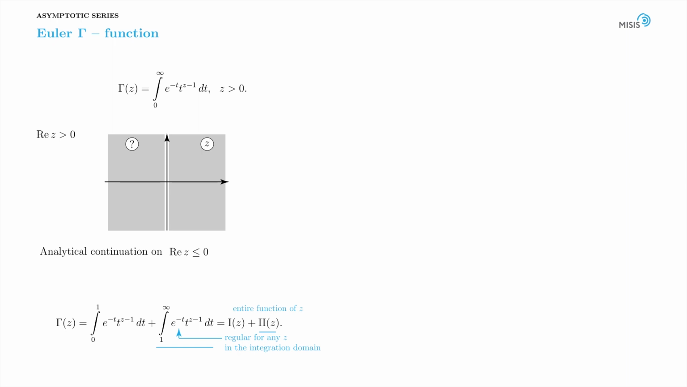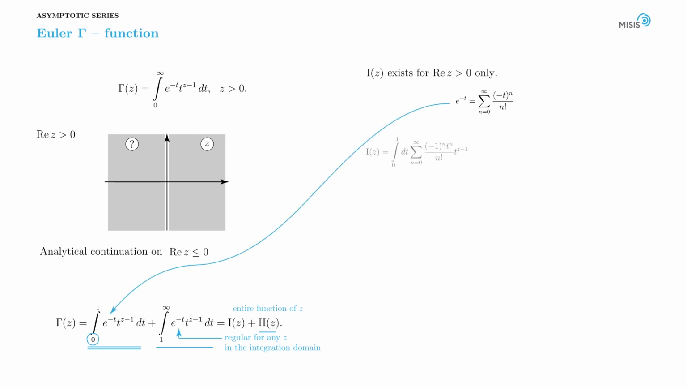The first part, as before, is the source of singularity at z lying in the left-hand side of the complex plane. Let's transform it into something with more transparent analytical structure. To this end, we expand the exponential function into Taylor series and plug the expansion into the integral.